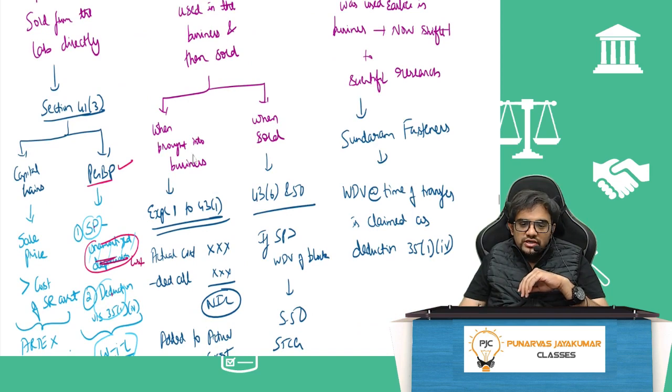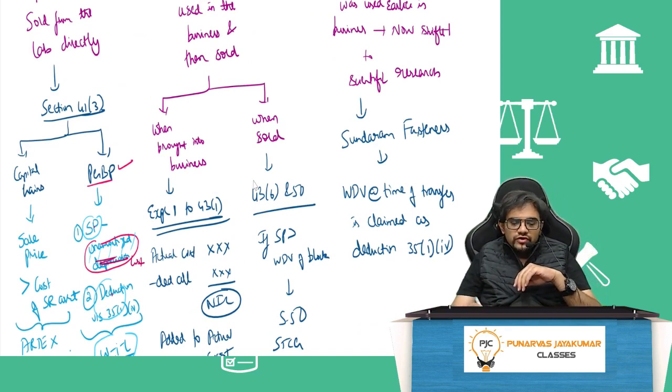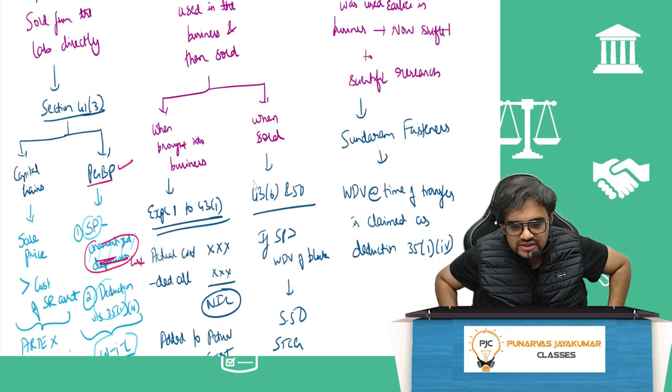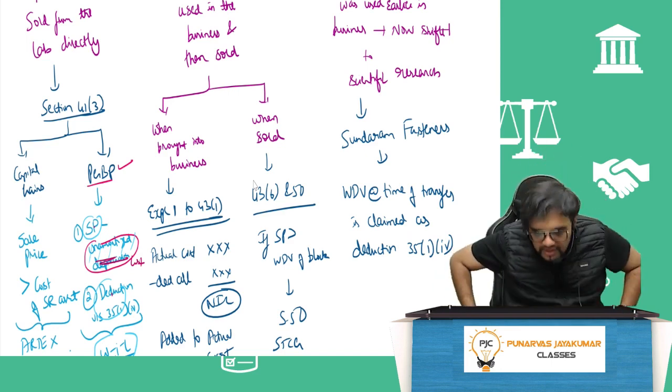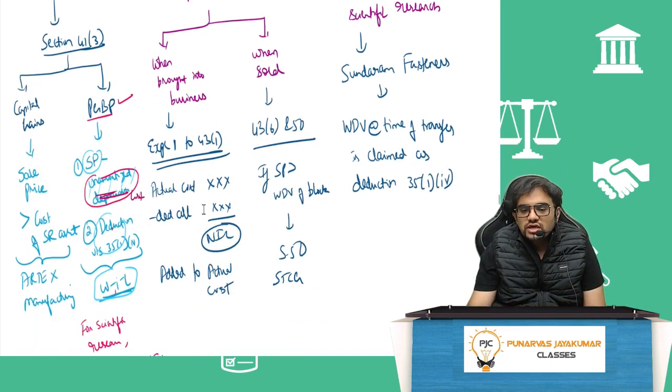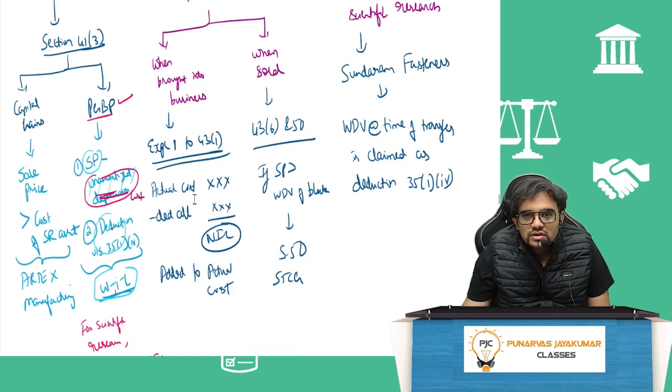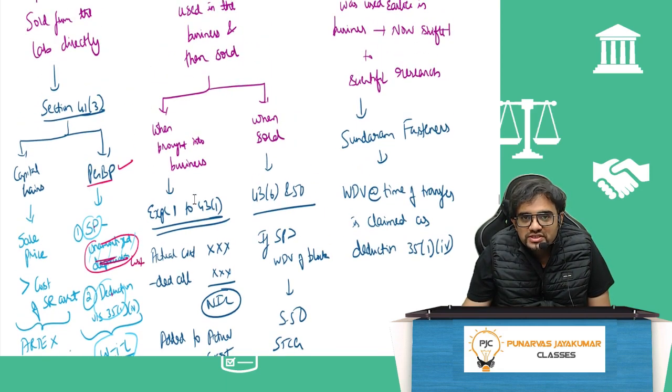When it is brought into the business, Explanation 1 to 43(1) will come. Actual cost or deduction allowed. Basically, when it is brought into business, the actual cost of the asset should be taken minus the deduction actually allowed.